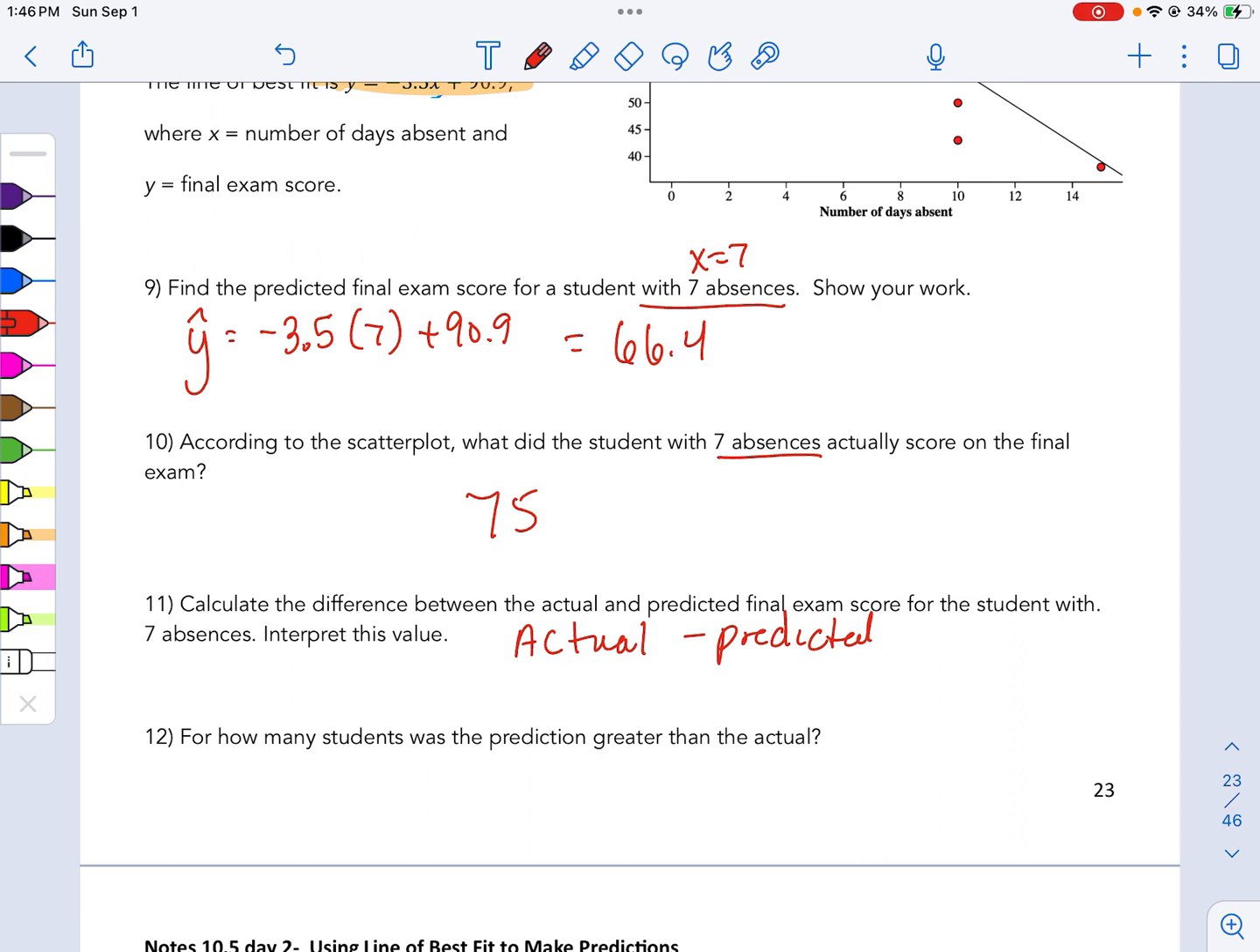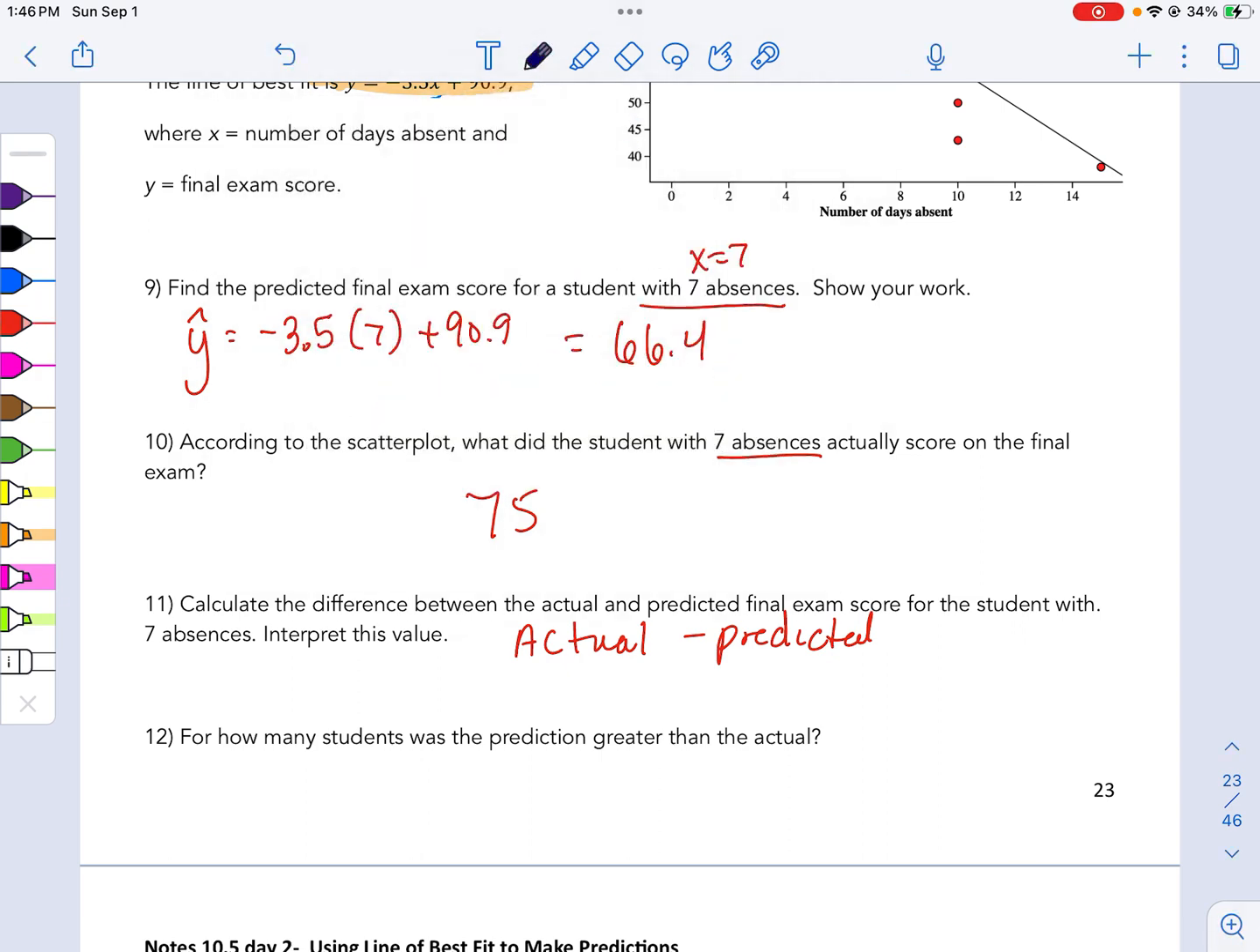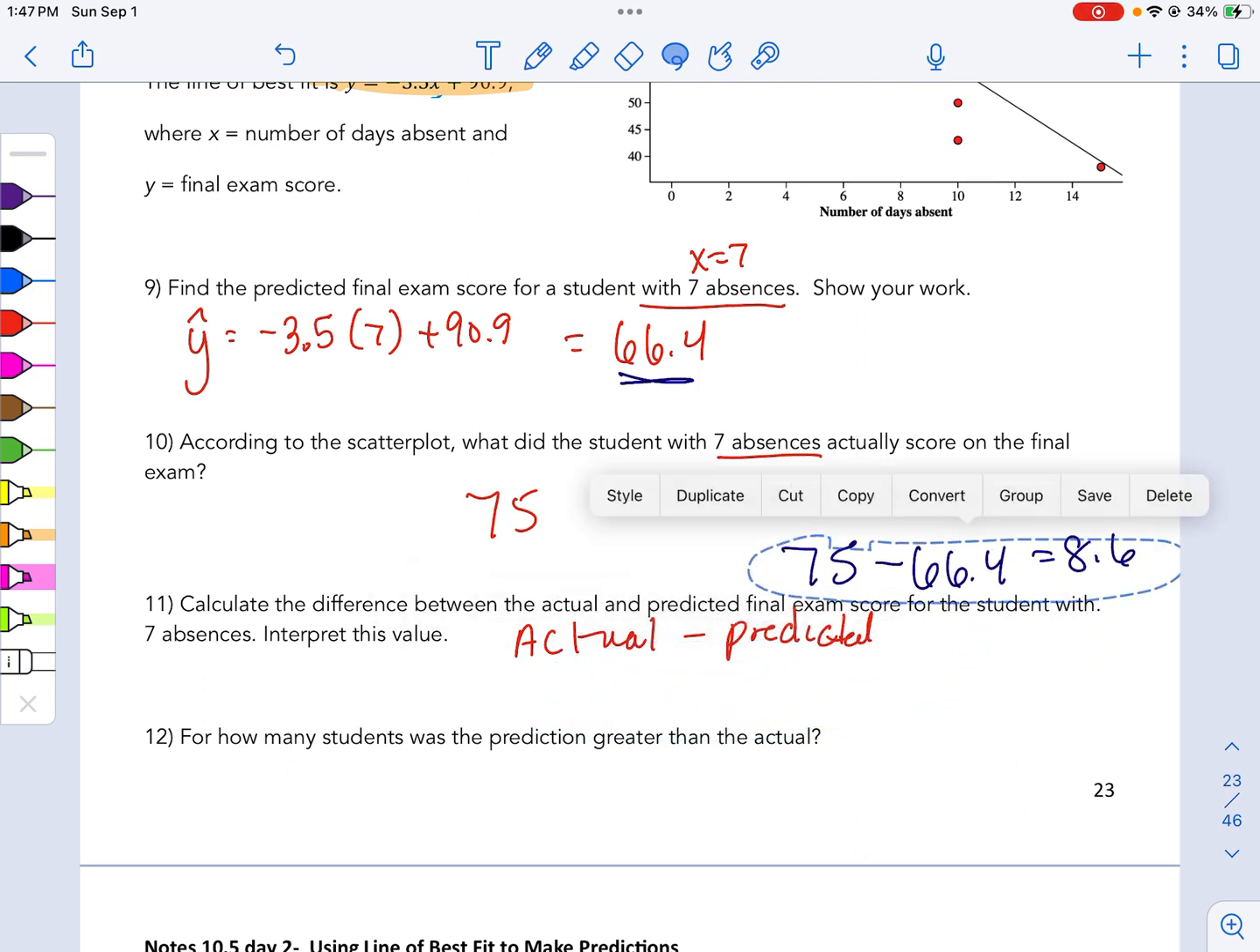His actual score was a 75, right? That came from our table. So I'm going to go 75 minus predicted, which was 66.4, right? That's what we predicted up there. And that gives us a score of 8.6. I'm actually going to take this and slide it over a little bit to get that math out of the way so that we can actually write a sentence.